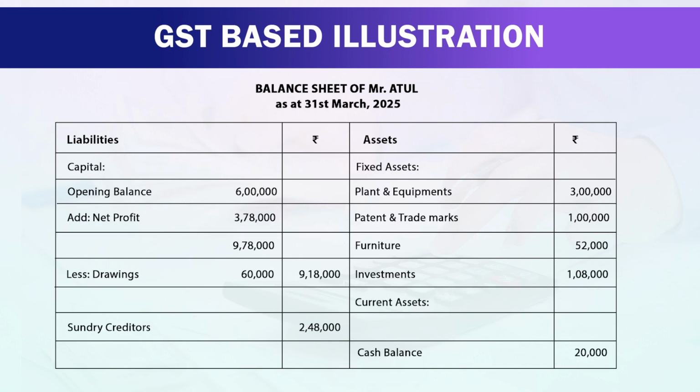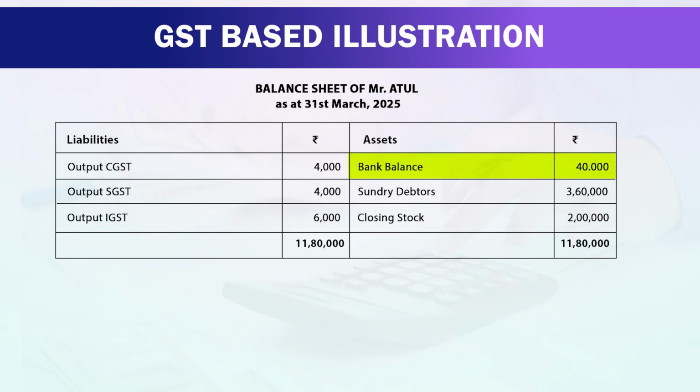Now, we will have a look at the asset side. We have plant and equipments of rupees 3 lakh, patent and trademarks of rupees 1 lakh, furniture rupees 52,000, investment of rupees 1,08,000. So, these are all fixed assets. Now, we will have a look on current assets. We have cash balance of 20,000, bank balances of rupees 40,000, sundry debtors 3,60,000, closing stock 2 lakh, and total of the balance sheet is equal on both sides, 11,80,000.